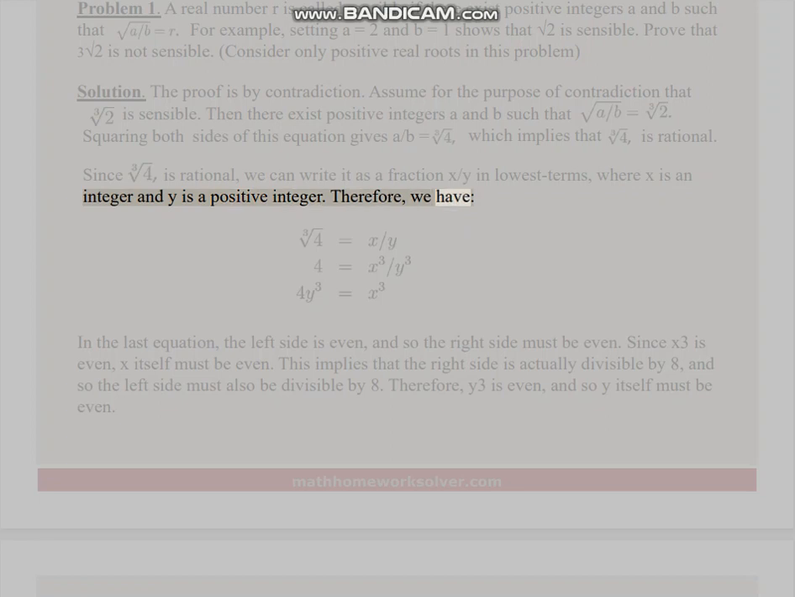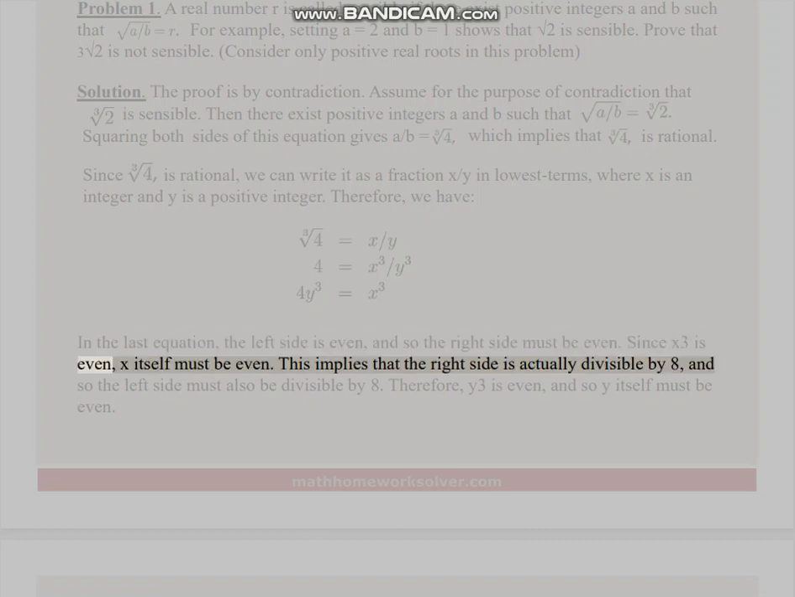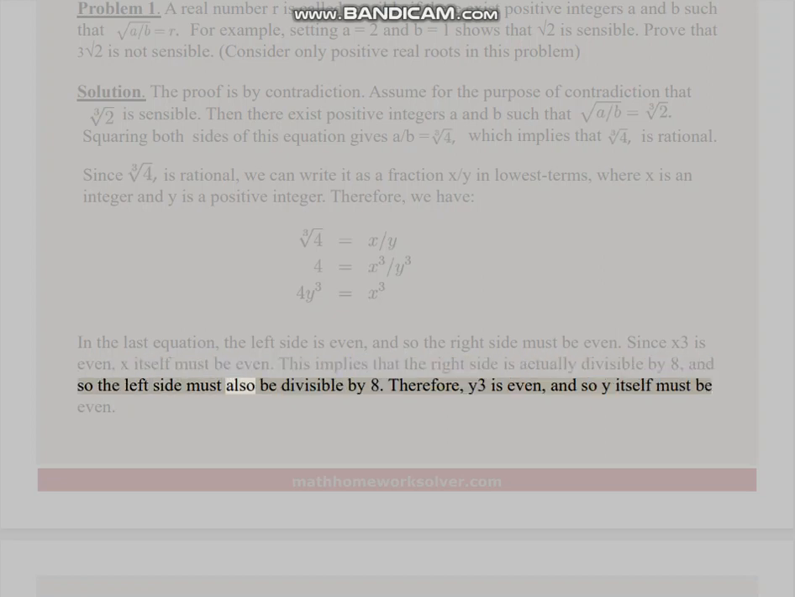Therefore, we have x cubed equals 2 y cubed. In the last equation, the left side is even, and so the right side must be even. Since x cubed is even, x itself must be even. This implies that the left side is actually divisible by 8, and so the right side must also be divisible by 8. Therefore, y cubed is even, and so y itself must be even.